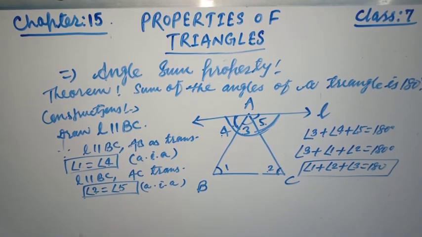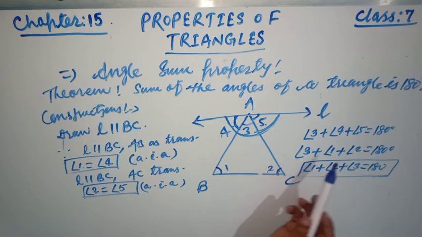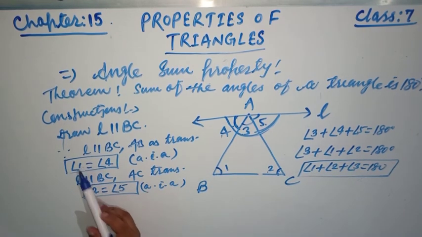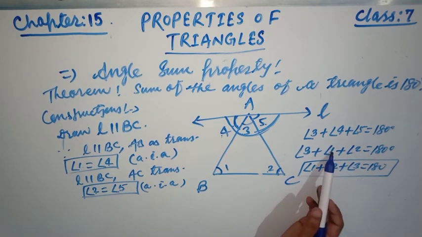We can place the values from here. Instead of 4 we can place angle 1, instead of 5 we can place angle 2. So angle 1 plus angle 2 plus angle 3 is equal to 180.